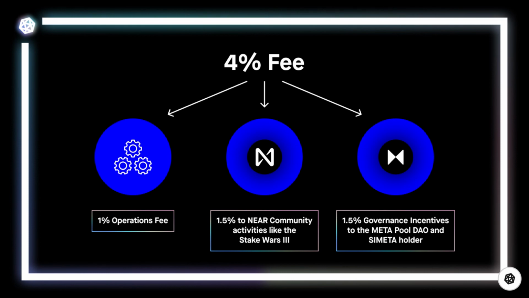So 1.5% goes to the META DAO and META token holders. Another 1.5% goes to the NIA community incentives to support things like the stake wars. And the last 1% goes to help covering the operation costs of running and maintaining the Metapool and its contract.